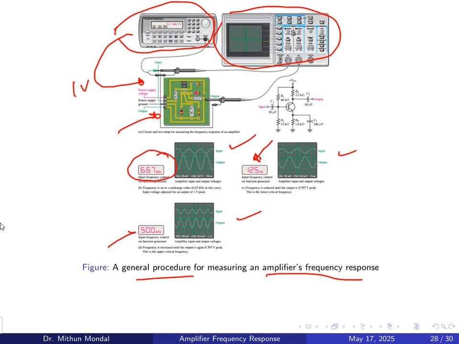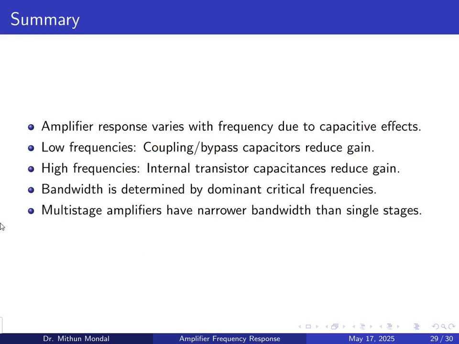Whereas the upper critical frequency is 500 kilohertz, which is the frequency where you have 70.7% of the mid-frequency region gain. Once you get this, you can easily obtain the response of the lower and upper critical frequencies, and this is what you have, the mid-frequency region. You will get the frequency response.